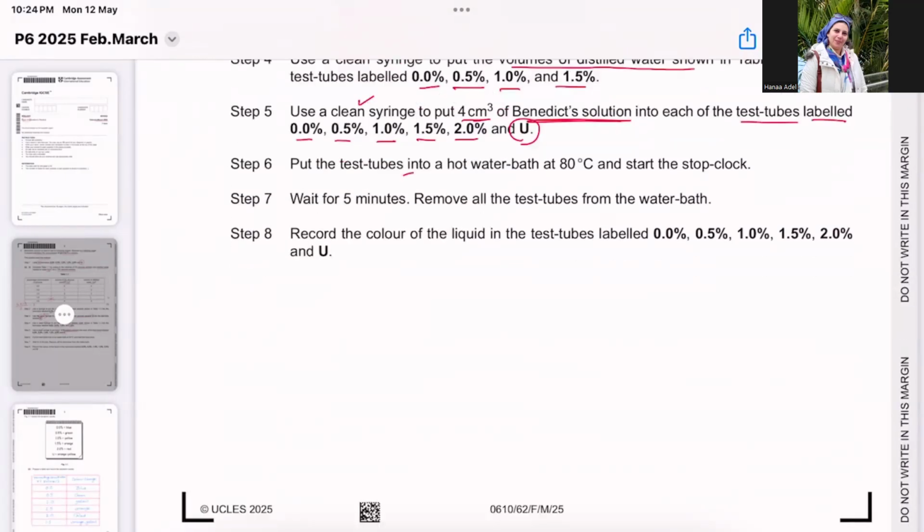Put the test tubes in a hot water bath at 80 degrees Celsius. This is the condition for the Benedict solution to work. And start the stop clock. Wait for 5 minutes. Why are they waiting for 5 minutes? For equilibrium. What's meant by equilibrium? To allow the solution to acquire the same temperature needed in this reaction.